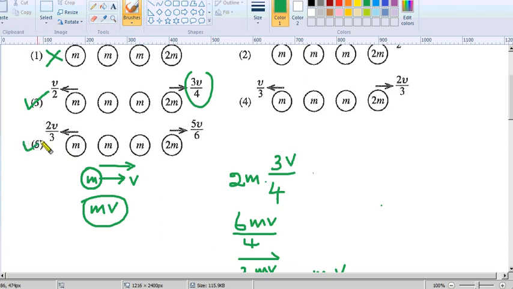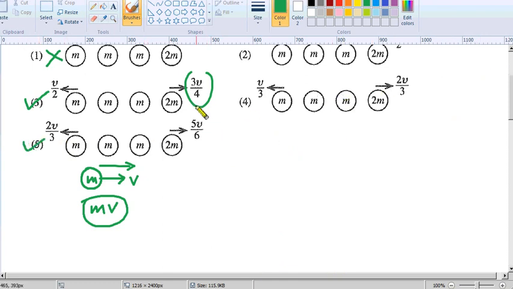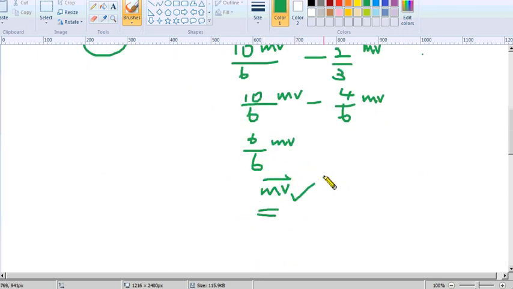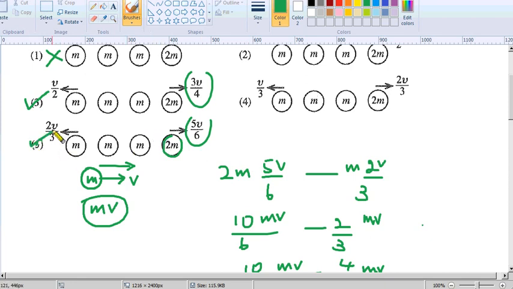Then in the same way, let's check this one. We take the momentum to the right side as positive. The mass is 2m, the velocity is 5v divided by 6. Minus this momentum: the mass is simply m, the velocity is 2v divided by 3. We simplify this, and we get mv to the right side. So this one is also correct regarding only momentum.